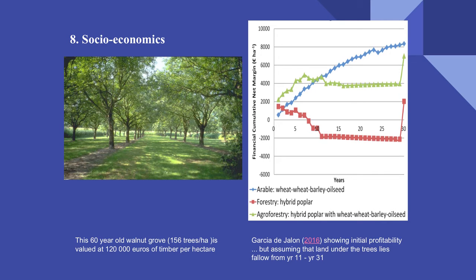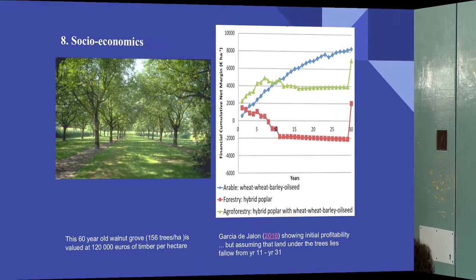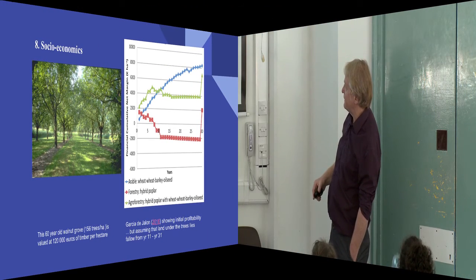The point about the last one is that you see this is a model of poplar and wheat, barley, oilseed rotations, with climate circumstances of Cranfield in the middle of England. You're seeing in the blue the financial cumulative net margin is clearly increasing for conventional arable. In forestry, what you're doing in the early years is growing grants, effectively. So the profitability in the early years comes from the grants, and then you're negative for a long time until your final harvest comes in, assuming your final harvest there is 30 years.